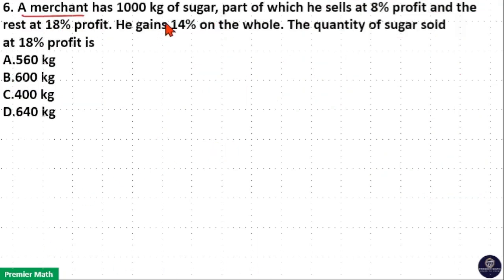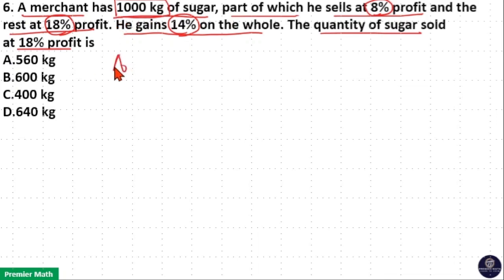A merchant has 1000 kg of sugar, part of which he sells at 8% profit and the rest at 18% profit. He gains 14% on the whole. The quantity of sugar sold at 18% profit is. Here, one part is sold at 8%, the other part at 18%, and the total gain is 14%, and the amount of sugar is also given, which means we can use the alligation method here.